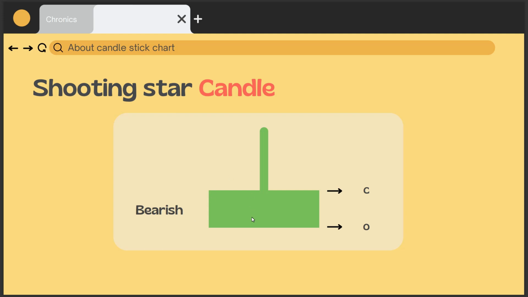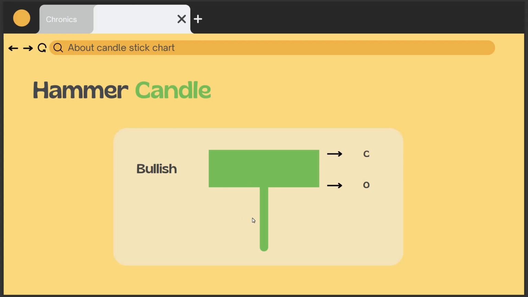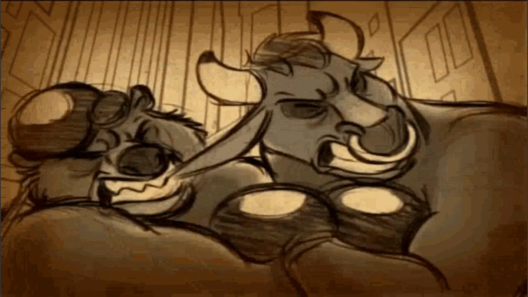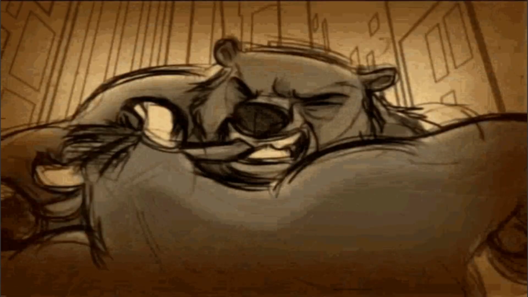So what happens is the reverse of what we saw in the hammer. The bulls try to pull it up, whereas the bears try to bring it down, and somehow the bears try to close it at the opening price. So there's not a win for the bulls, but there's a win for the bears.